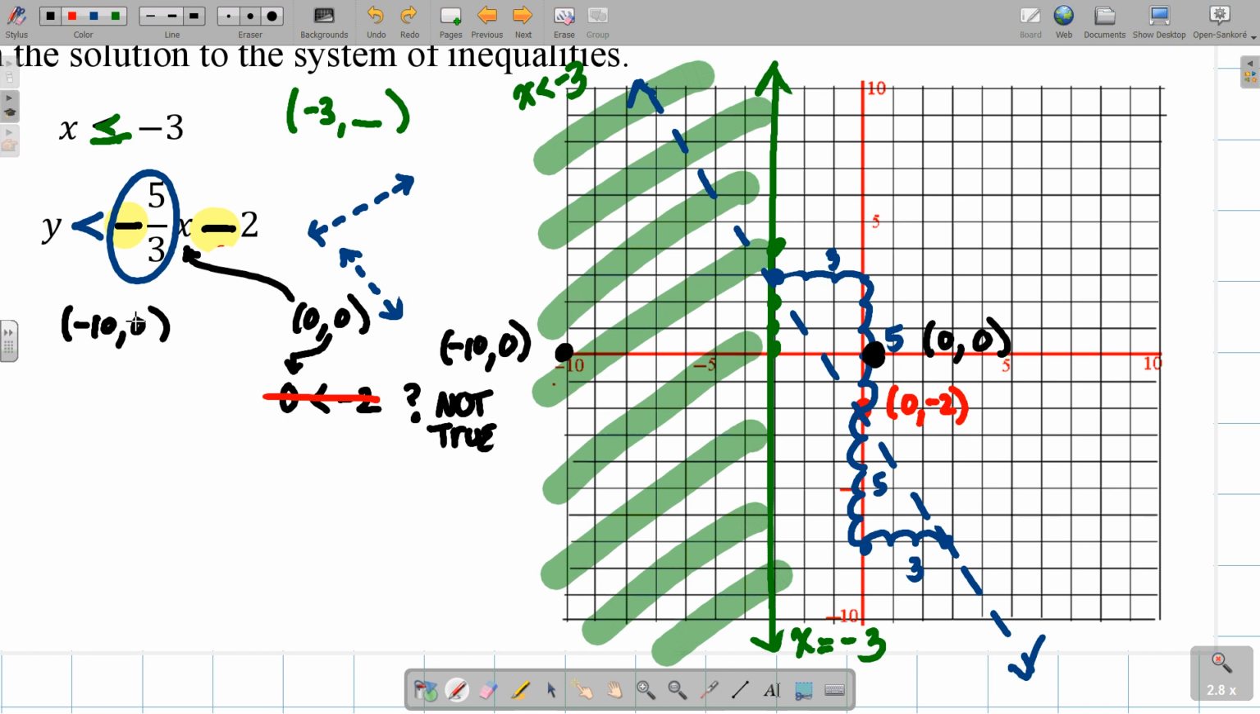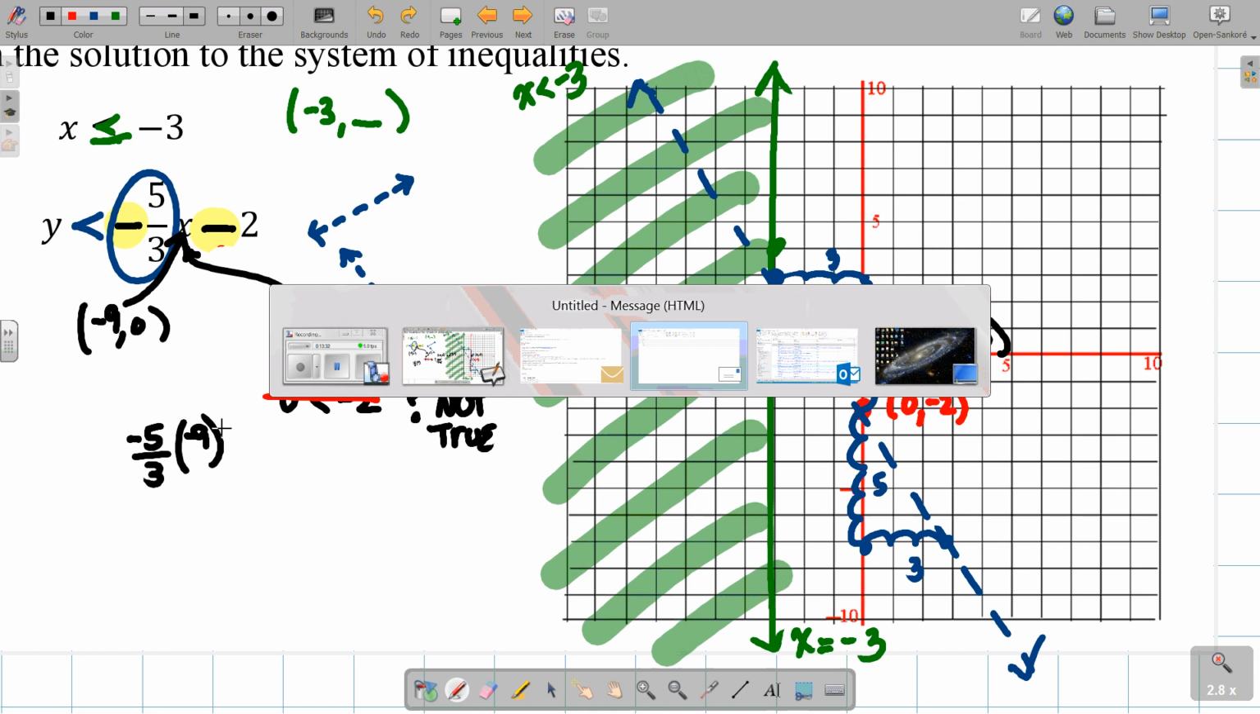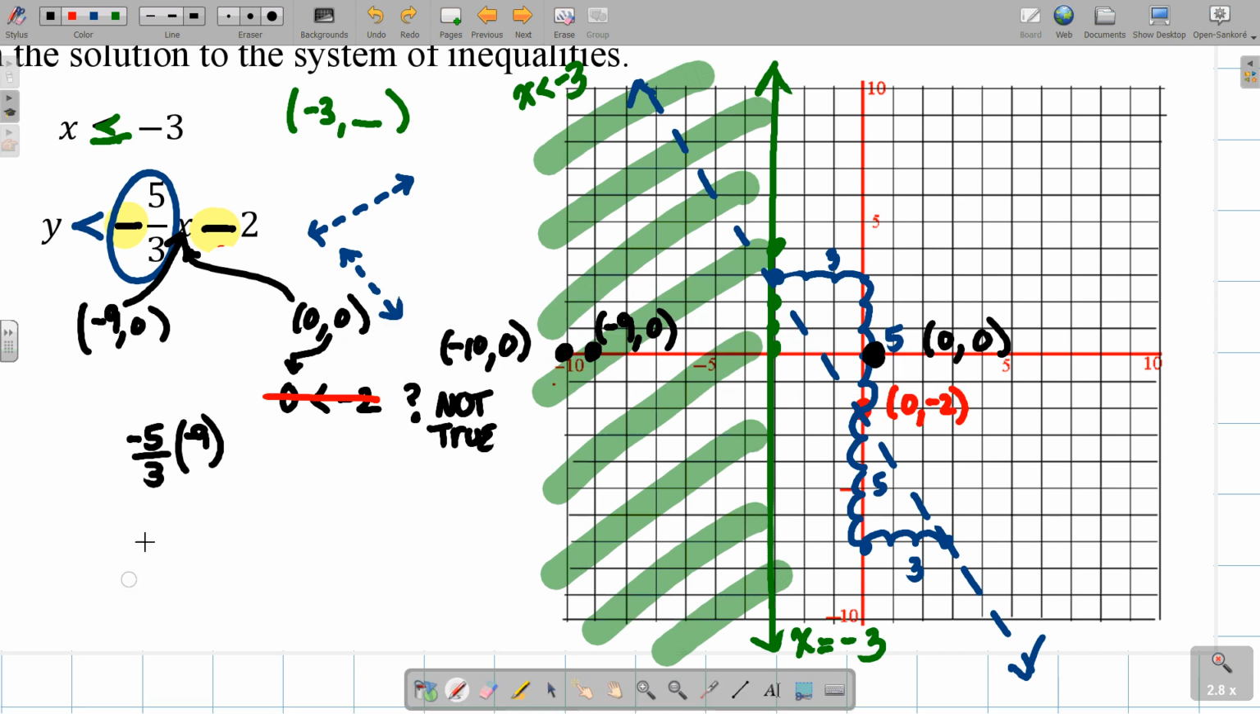Let's check this other one off. I'm not going to use -10, so I'm not going to end up with a bunch of fractions. I'm going to use -9. You'll see why in a moment. So I'm going to move my point right here and use (-9, 0). So I'm going to plug in a -9 here. And I get -5 over 3 times -9. All right, and then this is going to be -2.